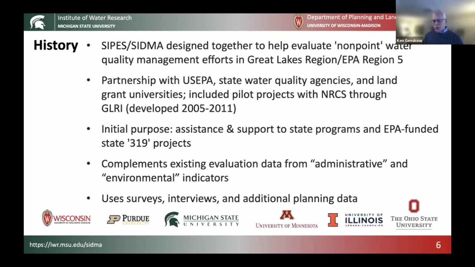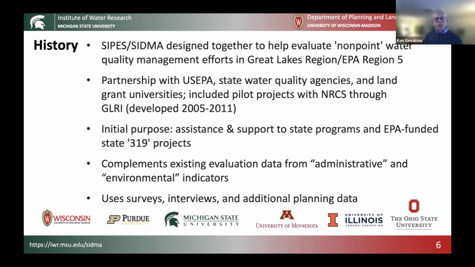This whole system and this whole project emerged in the early 2000s, 2005, 2006, and it was designed in cooperation with colleagues at US EPA Region 5 and other land-grant universities, as you see listed across the bottom there, really to help evaluate non-point water quality management efforts in the region. You can see who was involved. We had a series of pilot projects after the initial development phase that lasted up until 2011, and a handbook that we'll be highlighting later, I think was published in 2011.